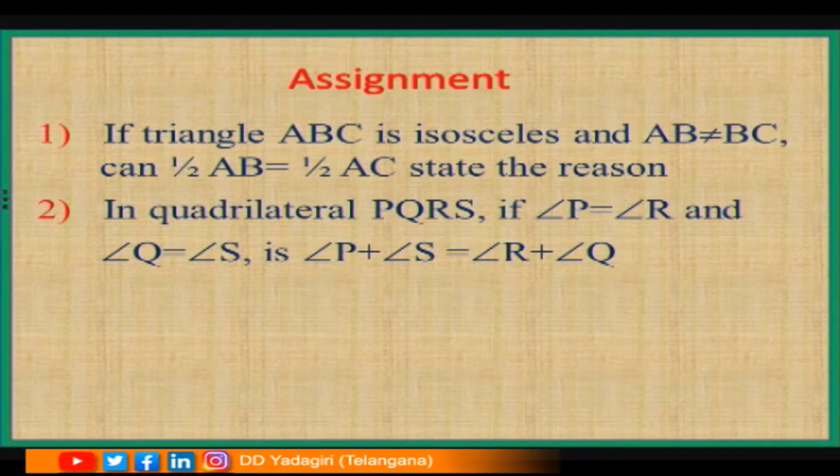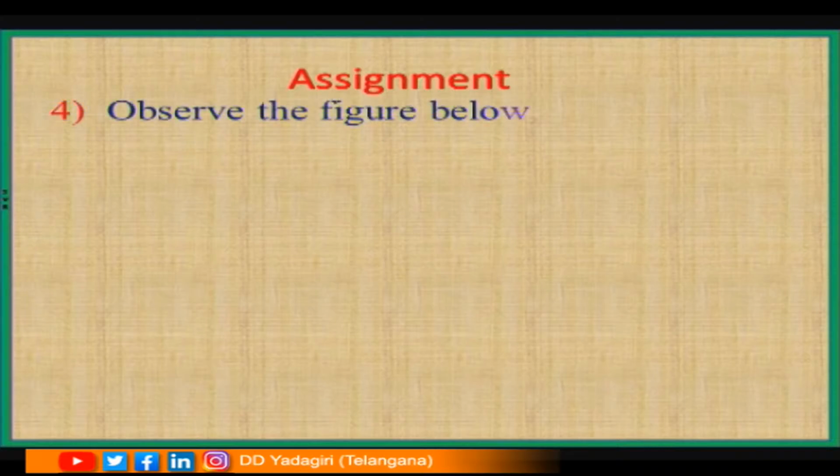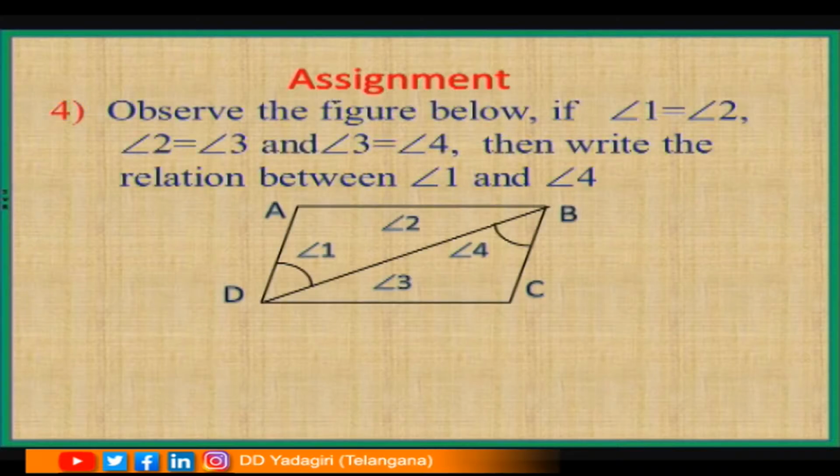Second question: in quadrilateral PQRS, if angle P is equal to angle R and angle Q is equal to angle S, is angle P plus angle S equal to angle R plus angle Q? Please give the reason for it. Third question: how many faces will a cube have and what are the shapes of its faces? Question number 4: observe the figure below. If angle 1 is equal to angle 2, angle 2 is equal to angle 3, and angle 3 is equal to angle 4, then write the relationship between angle 1 and angle 4. Please see the figure and tell me.